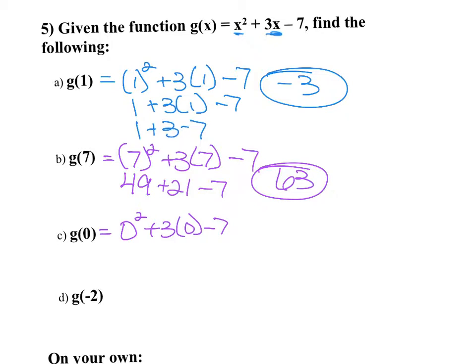I'm hoping that's what it looks like when you plugged it in. And the nice thing about when you multiply 0 or 0 to an exponent, you get a lot of zeros. So when you evaluate that, hopefully you got negative 7 as your answer. And now I want you to do the last one, D, g of negative 2. Plug it in, solve it, and see what you get.